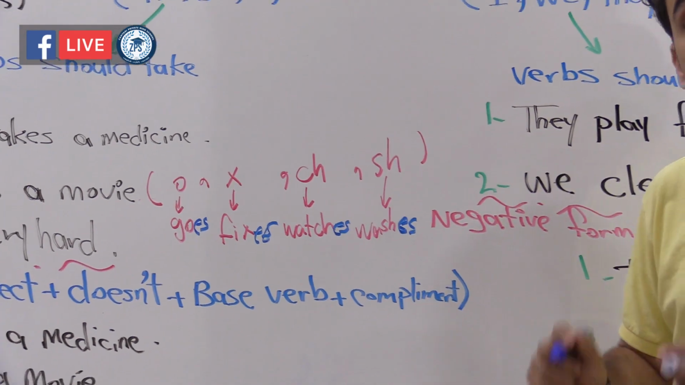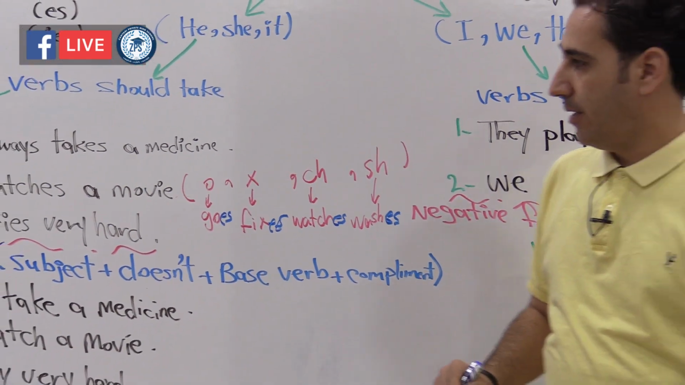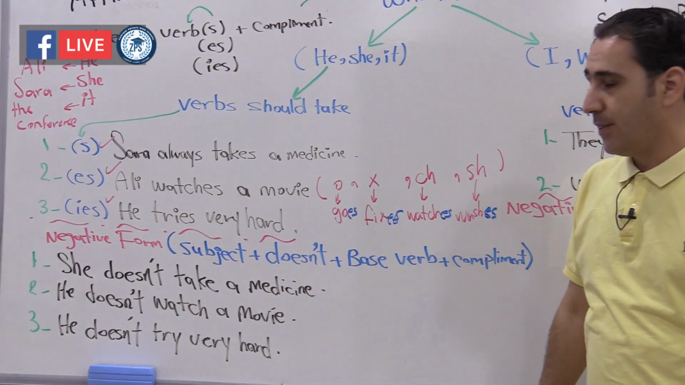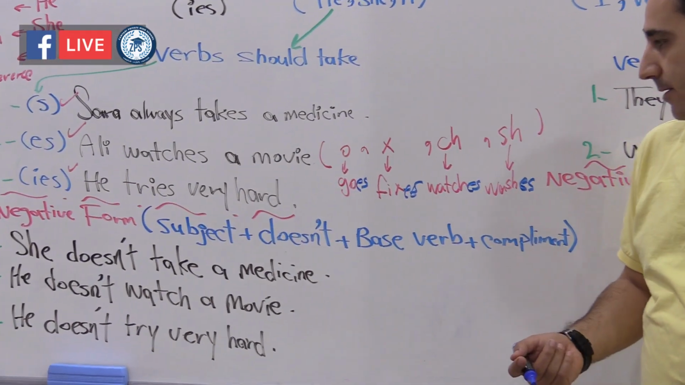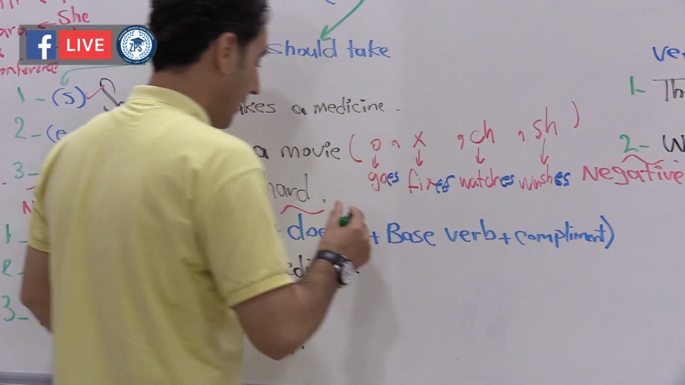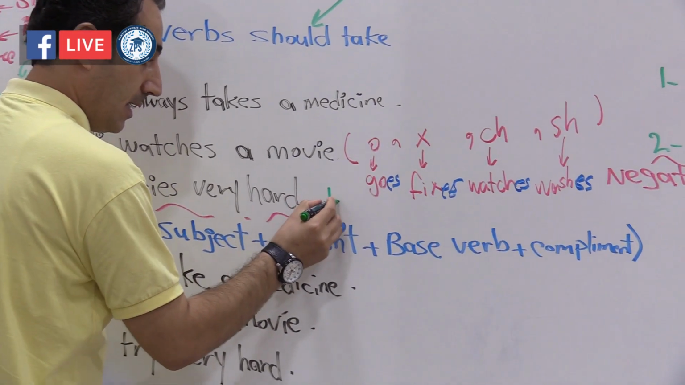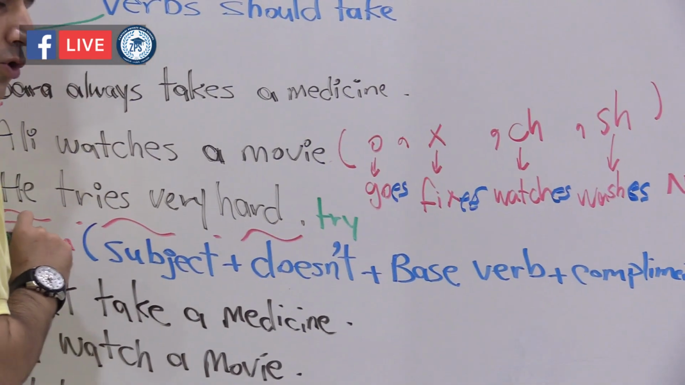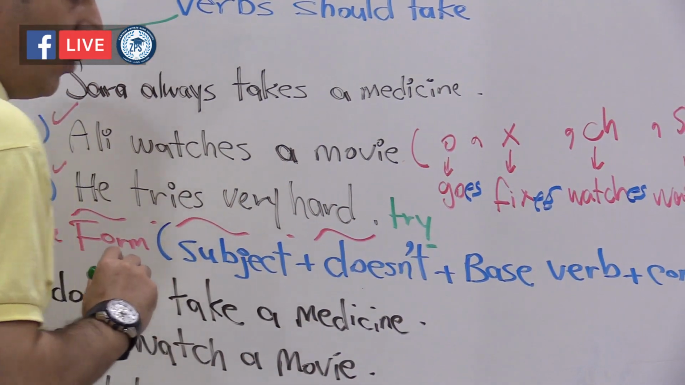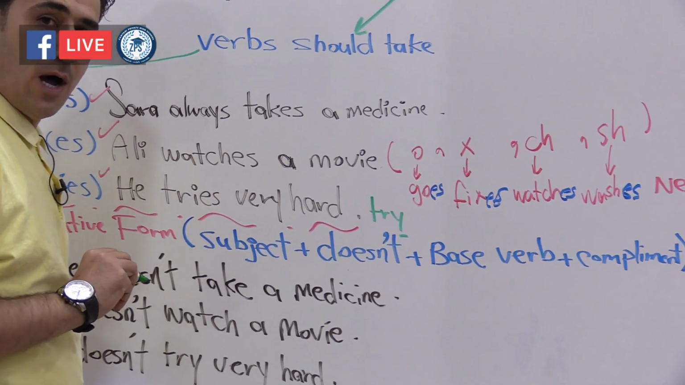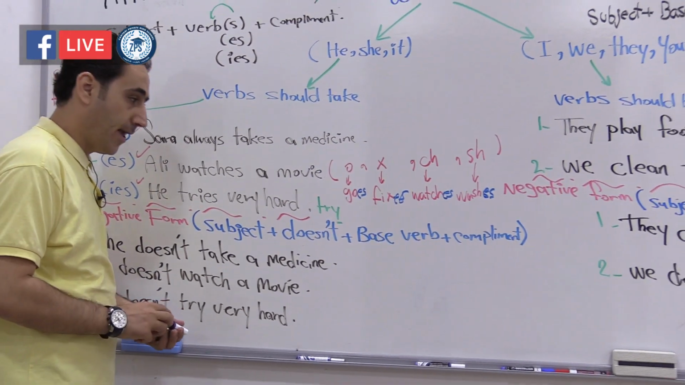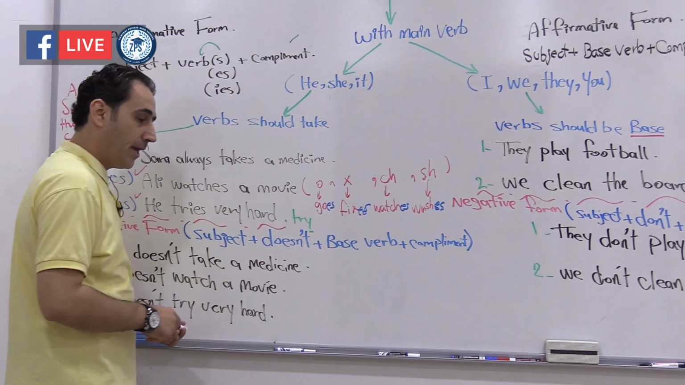So these verbs should take ES, not only S. Then we have some verbs that end with Y. Like what, maybe you ask? Like try. There is Y at the end of the verb, try. We should change Y into I.